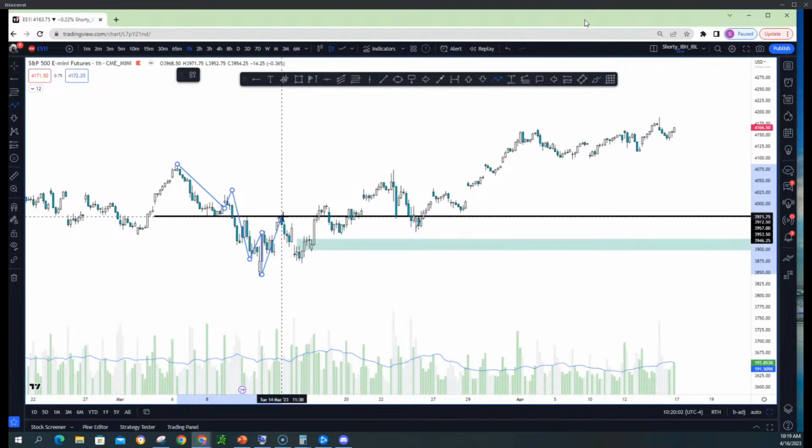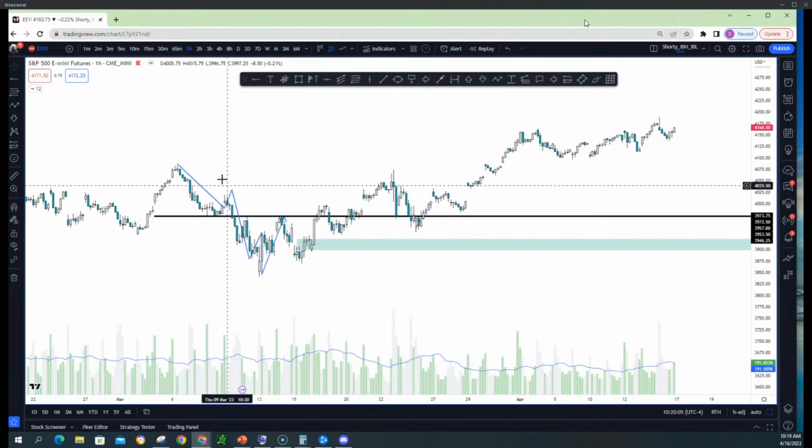My mouse is just off. I don't know why. Sorry, let me delete that. I don't know why it's behaving.